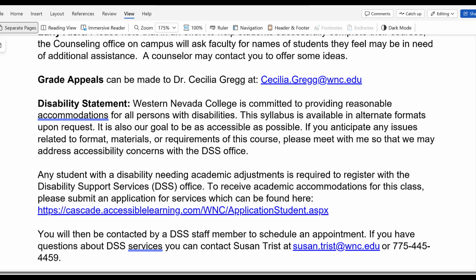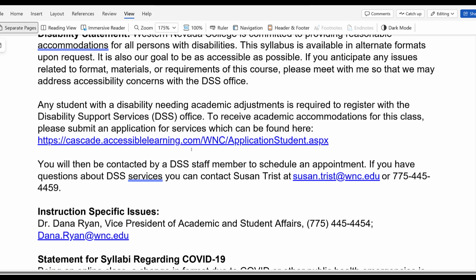Disability statement: Western Nevada College is committed to providing reasonable accommodations for all persons with disabilities. The syllabus is available in alternate formats upon request. It is also our goal to be as accessible as possible. If you anticipate any issues related to format, materials, or requirements of the course, please meet with me so we may address accessibility concerns with the DSS office.